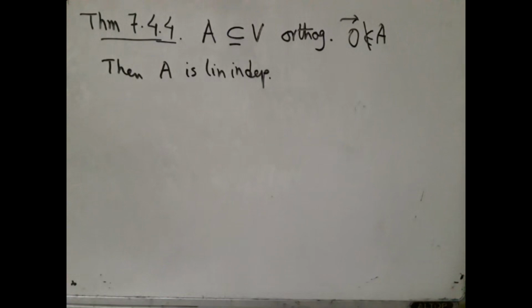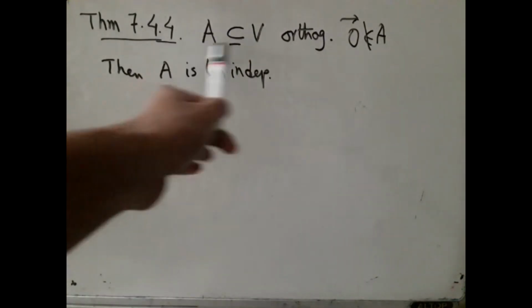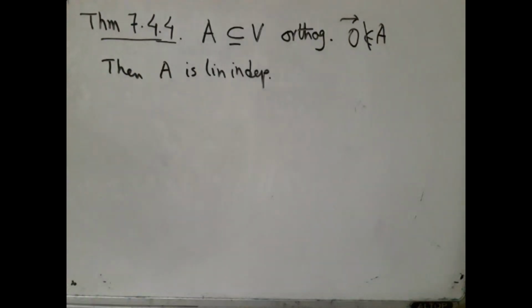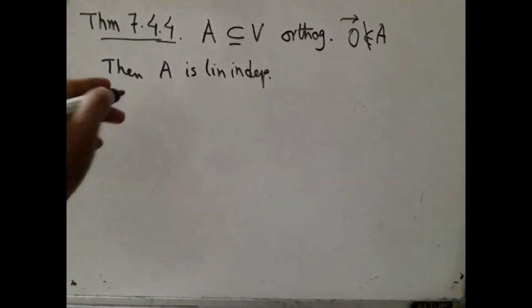Theorem 7.4.4: we start with an inner product space V and take any subset A which is an orthogonal subset, with the condition that the 0 vector is not in A. Then the set A must be linearly independent.